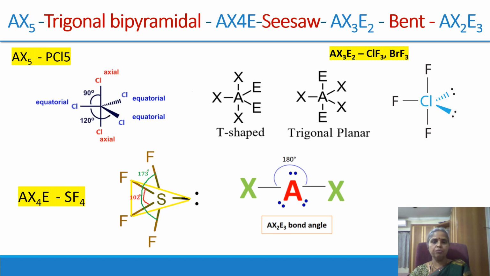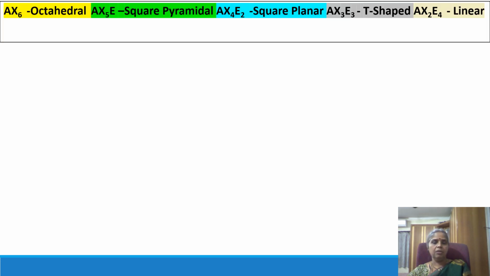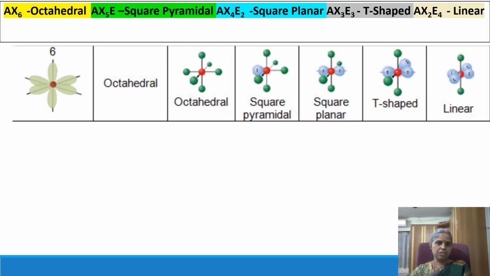Now let us move further. You can see here the molecule is linear. I think it's visible to you. You can see fluorine, xenon, fluorine, difluoride, XeF2. You can see fluorine above, fluorine below, and the three lone pairs are in the equatorial plane only. The molecule is linear. Now let us see AX6, octahedral.